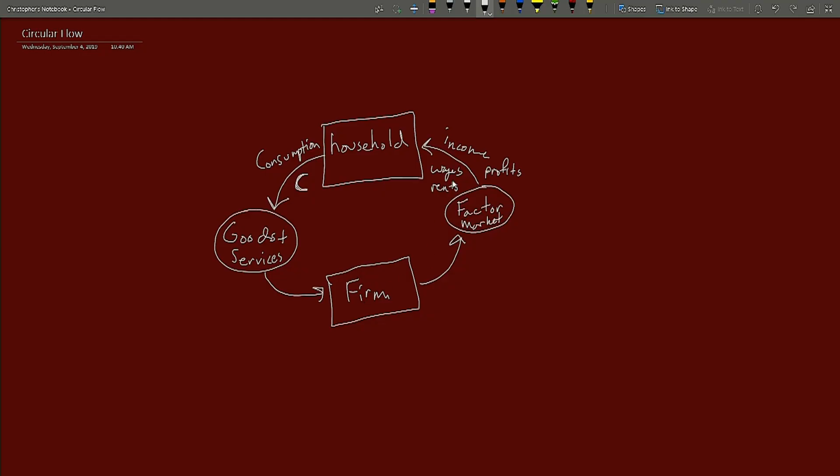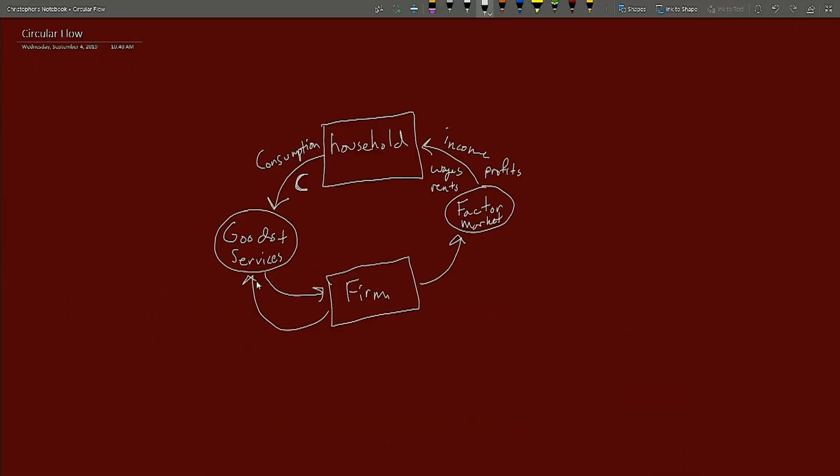Firms don't just buy capital and rent workers. If you're a bakery, you need to buy some other things to make a cookie. What other things would you need to make a cookie? You've got your workers, you've got your ovens, you'll need your sugar, you'll need your flour, you'll need your chocolate. Who sells flour, sugar, and chocolate? The goods and services market. So the firms will go in and purchase from the goods and services market as well.